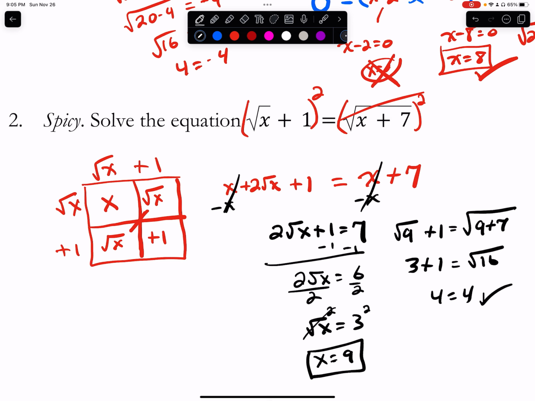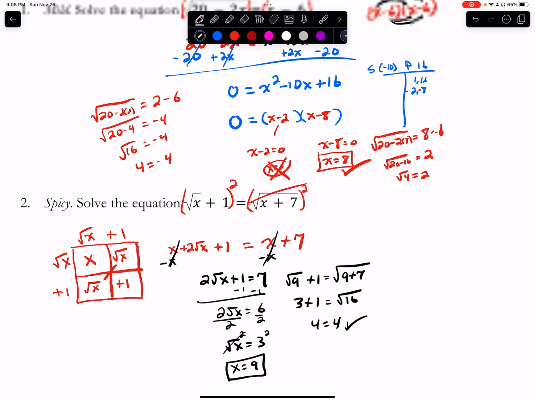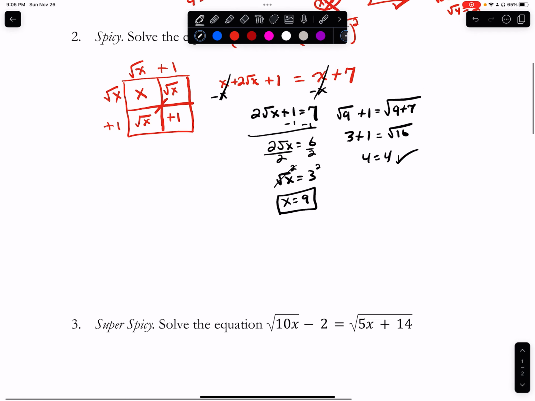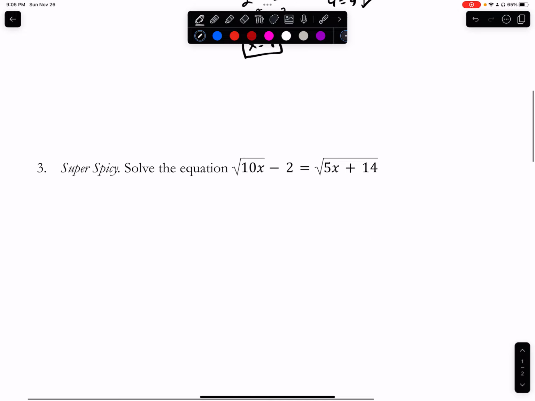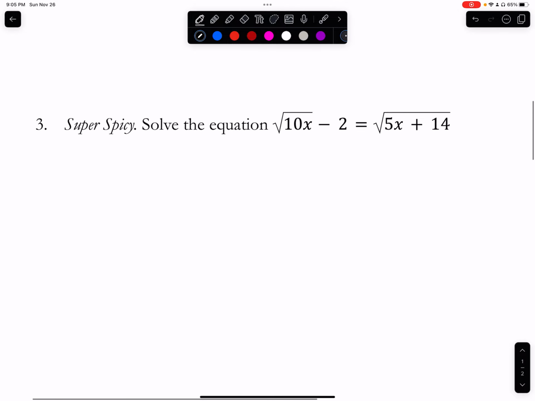All right, so that's just a little bit spicier than the next one. And the third one is pretty challenging. If you're noticing kind of a theme here, where everything's kind of molded in, we're using all of our quadratics solving methods here, and then now they're combining that with our radicals. All right, and here we go for our super spicy one.